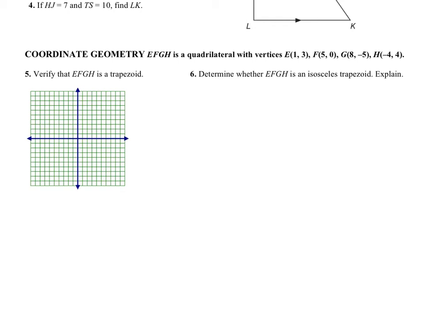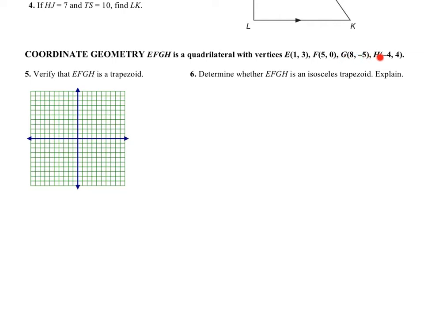Hello and welcome back to the 6-6 Notes, Part 2. I do want to do the very last problem and talk about that. It wants us to verify that this quadrilateral EFGH is a trapezoid.